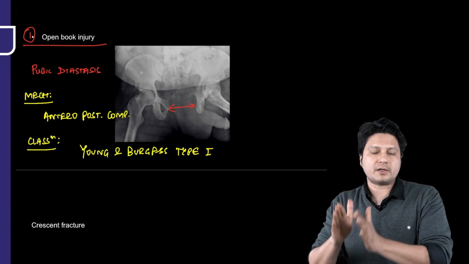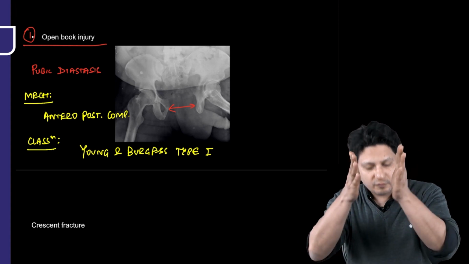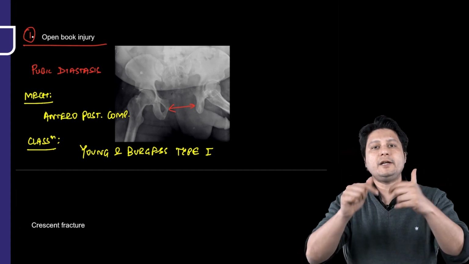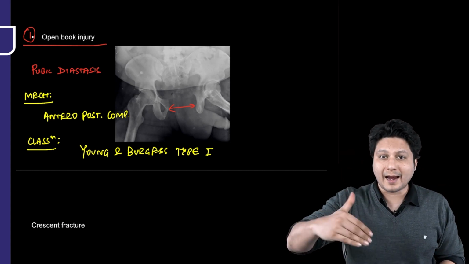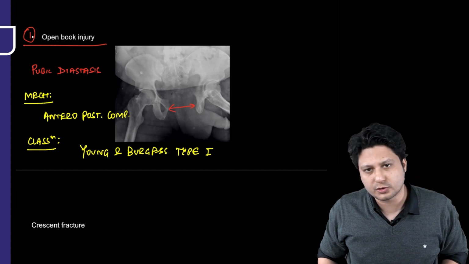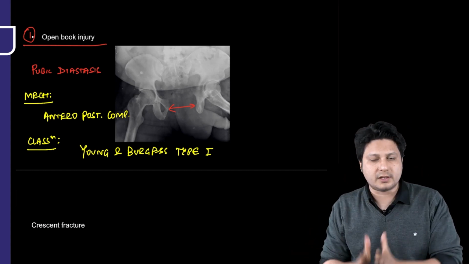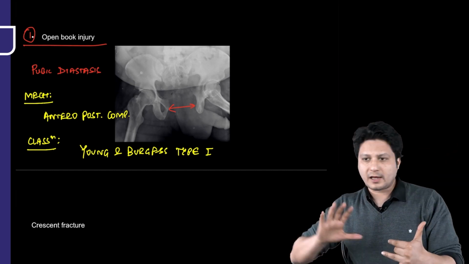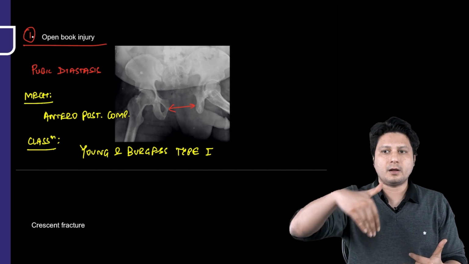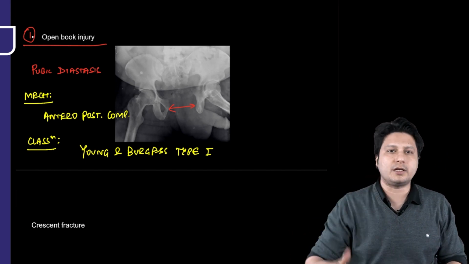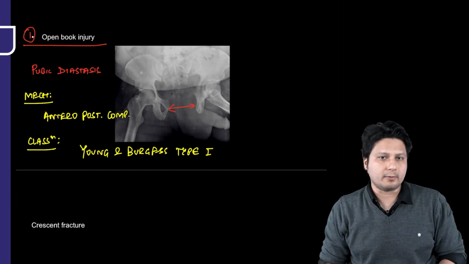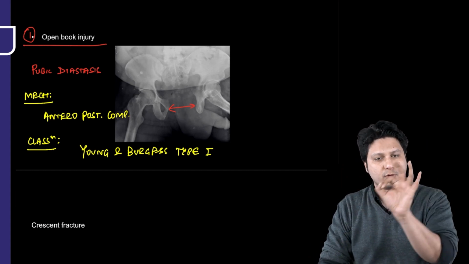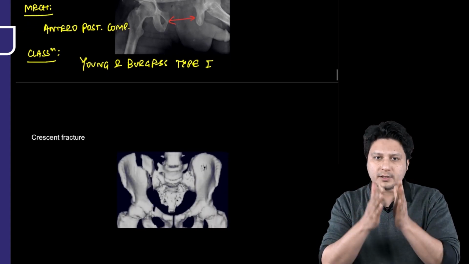According to the Young and Burgess classification, this antero-posterior compression is further categorized into type 1A, type 1B and type 1C. But you need not go into the details of the additional injuries associated with this antero-posterior compression. Remember, we are going to restrict ourselves to marking the correct answer which could be asked in your examination. They are not going to ask about the more severe injuries of the pelvis according to Young and Burgess. So restrict yourself to identifying the open book injury to the pelvis due to antero-posterior compression, categorized under Young and Burgess type 1.